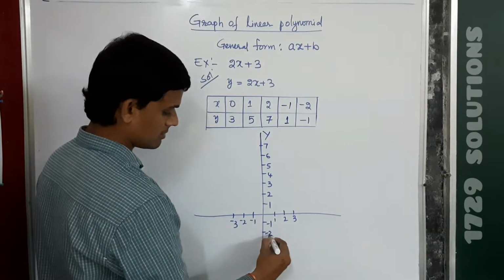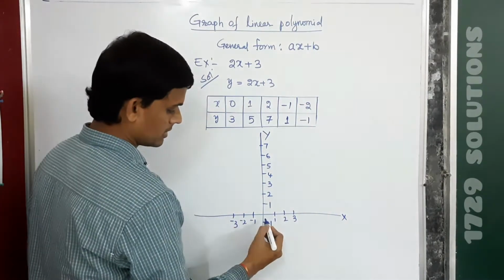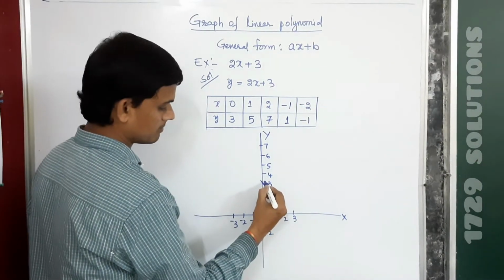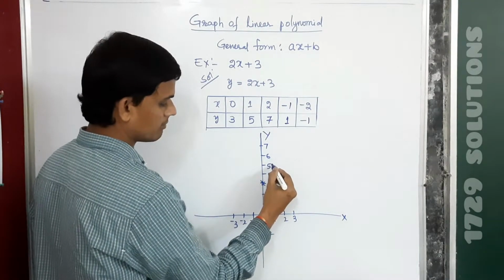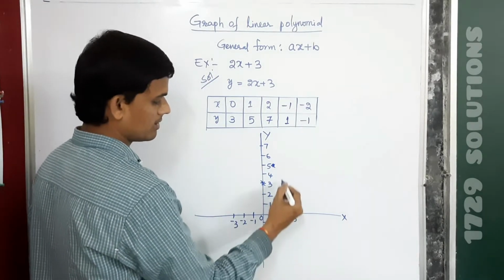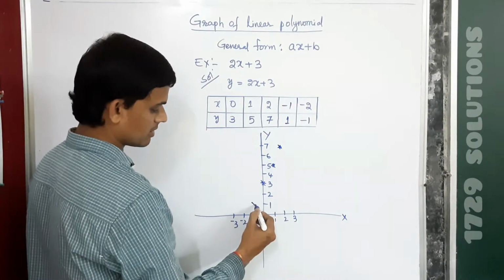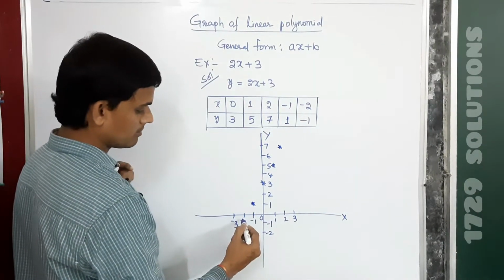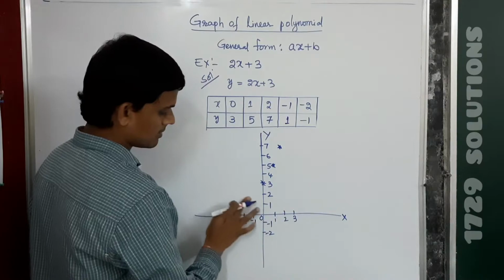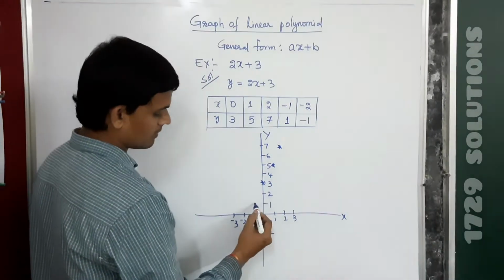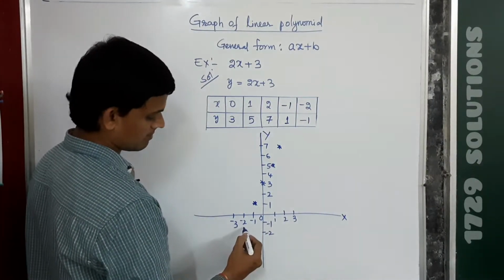So concentrate on these plotting points. The first plotting point is 0 comma 3, x value 0, y value 3. Next 1 comma 5, x value 1, y value 5. 2 comma 7, x value 2, y value 7. Minus 1 comma 1 is the place here. Next minus 2 comma minus 1 here.